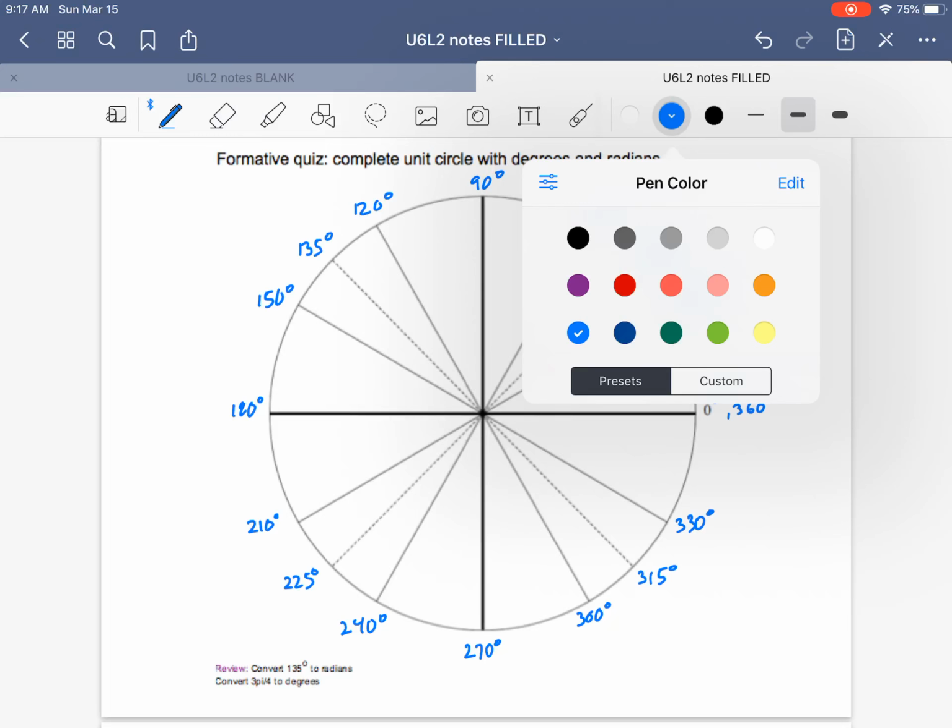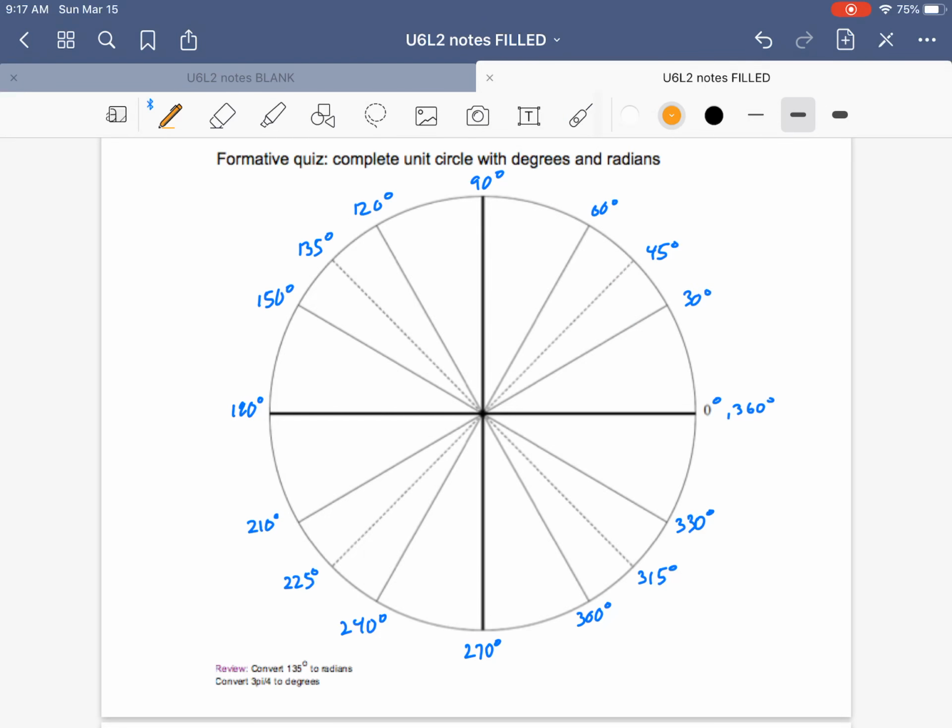Now we'll do radians. I'm going to go with, I guess, orange here. Okay, this is, it's an ugly pi. Let's do that a little bit better. So this is pi over 6. This is pi over 4. This is pi over 3. Pi over 2. 2 pi over 3. 3 pi over 4. 5 pi over 6. And this is just pi.